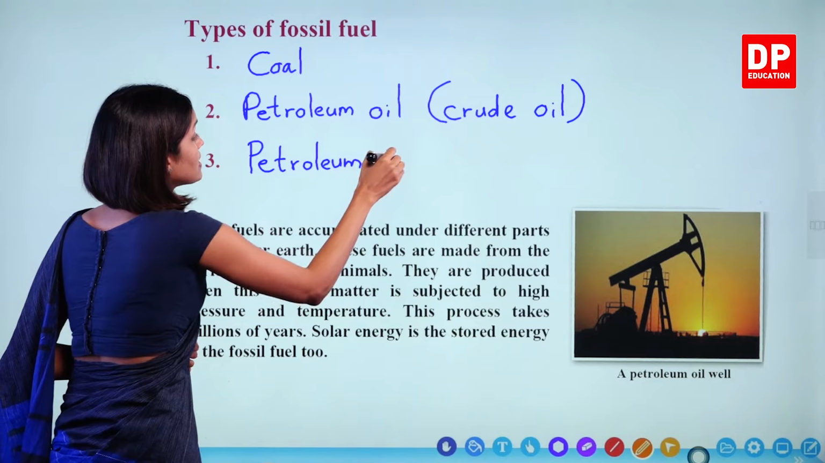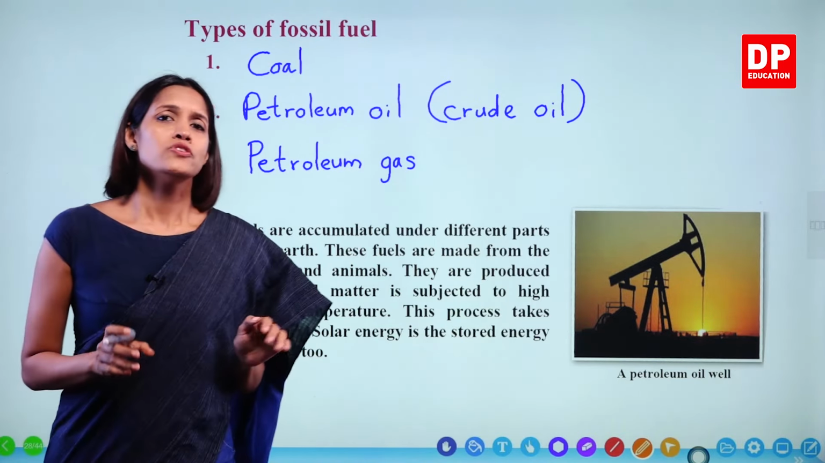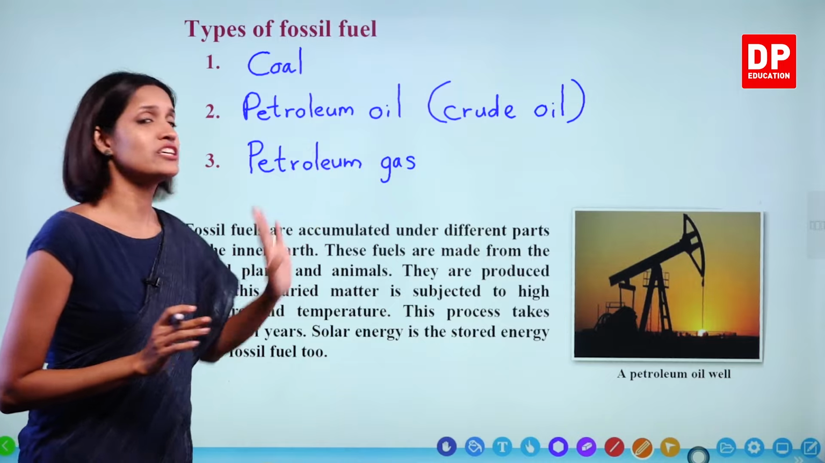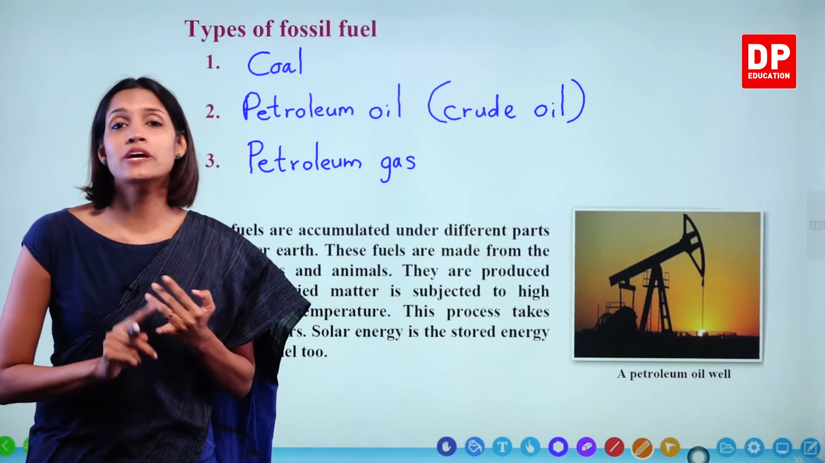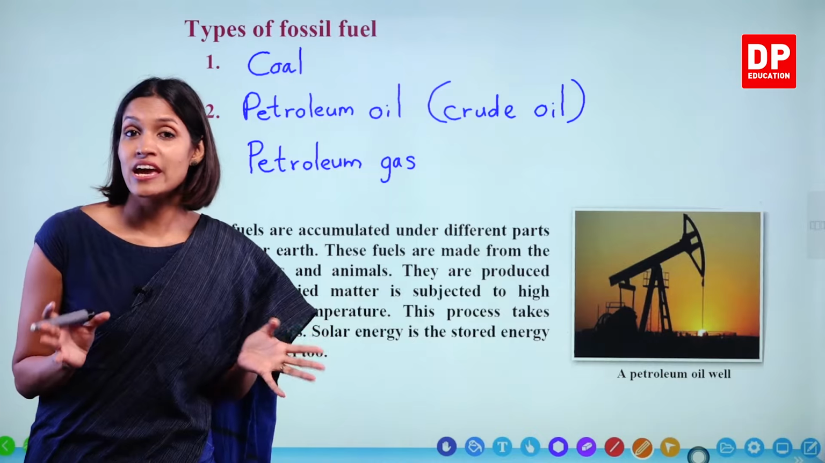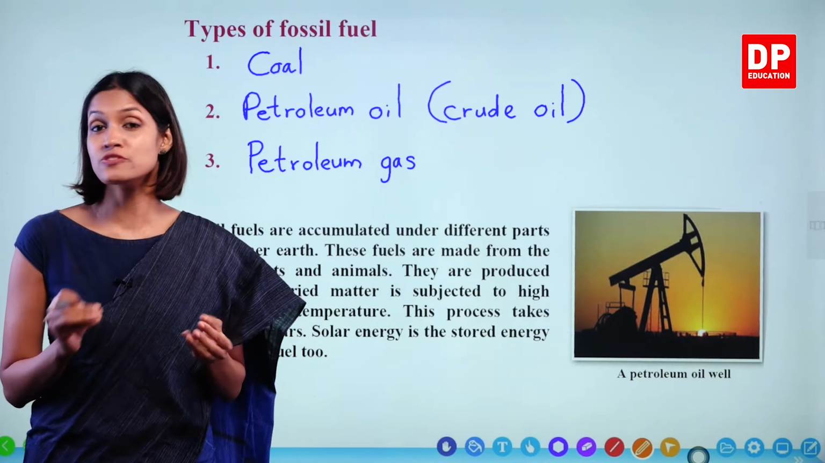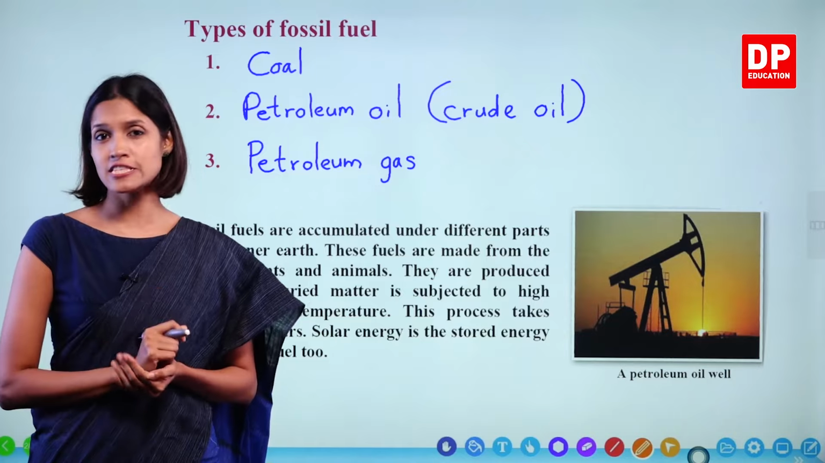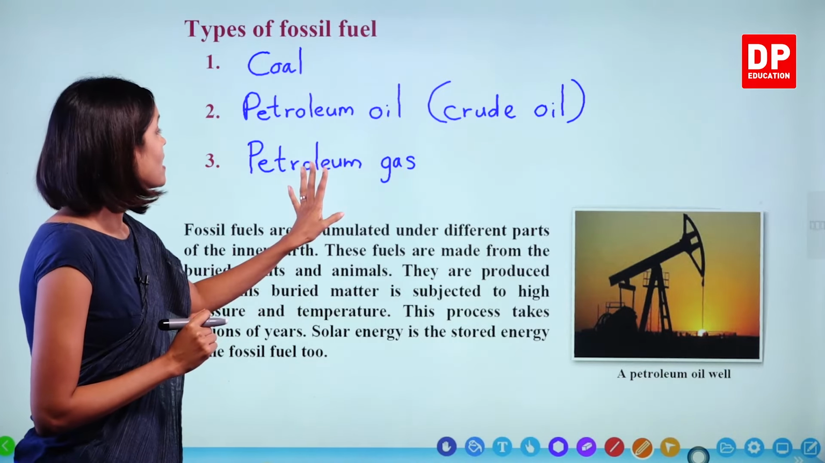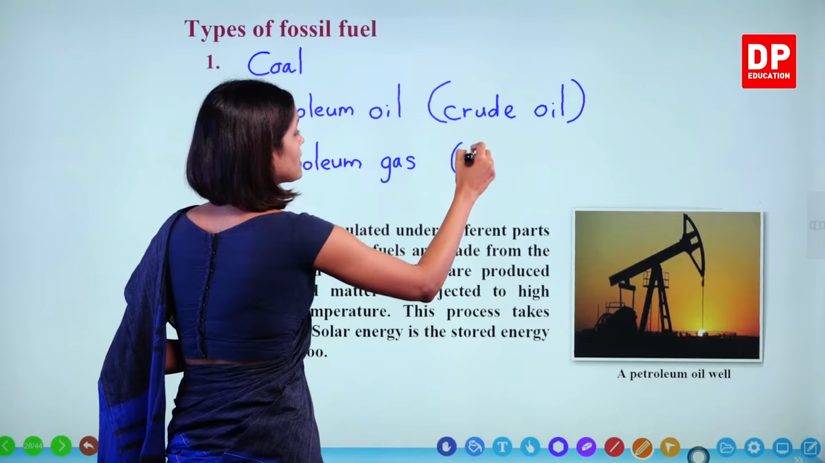Petroleum gas. So I am sure you must have heard of LP gas or liquid petroleum gas. We use LP gas in our gas cookers, right? In order to cook food with gas cookers, we have to use LP gas as a fuel. So LP gas means liquid petroleum gas.